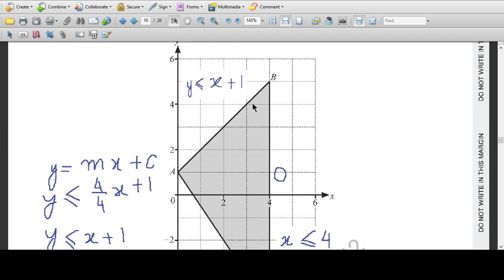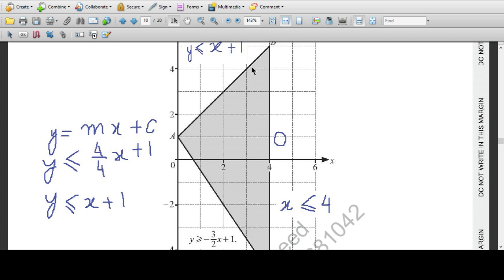And we see that this slope is positive. So 4 upon 4 x, and the intercept from 0 to 1, so this c is 1. Below this line, y is less than x plus 1. So this AB line is basically y is equal to x plus 1, but the region below this is y is less than or equal to x plus 1, because this is a solid line.